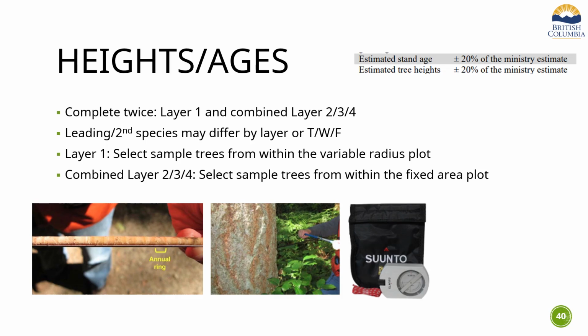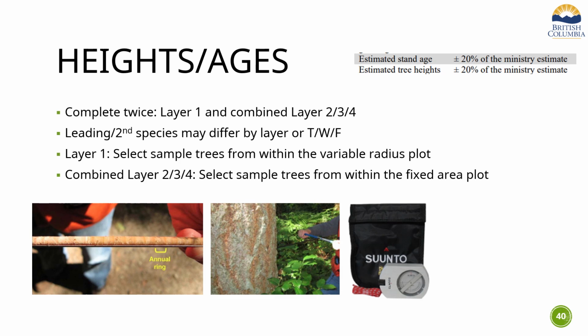As of 2022, you're meant to pick a representative free-growing tree of the leading silviculture species and measure its height and age. For your combined layer 2, 3, 4, you should pick a free-growing tree from within your fixed area plot. For your layer 1, you should pick a representative tree from among your crop trees, and these could be outside of your fixed area plot, given you're using a prism or angle gauge.